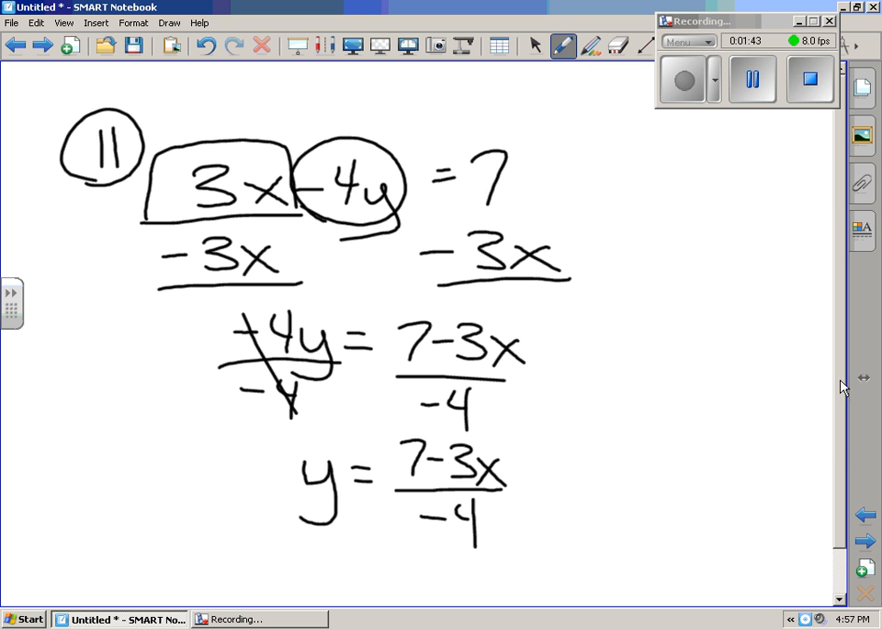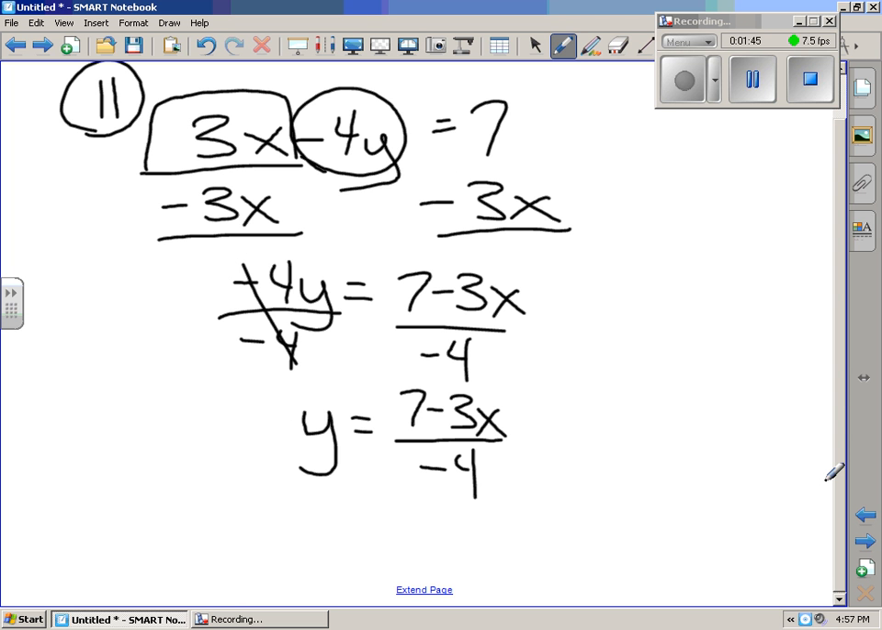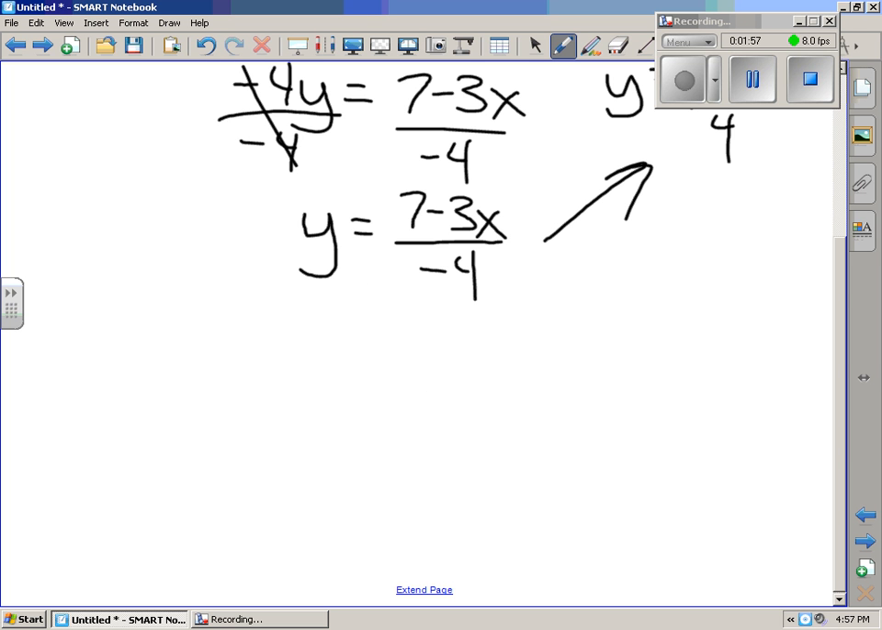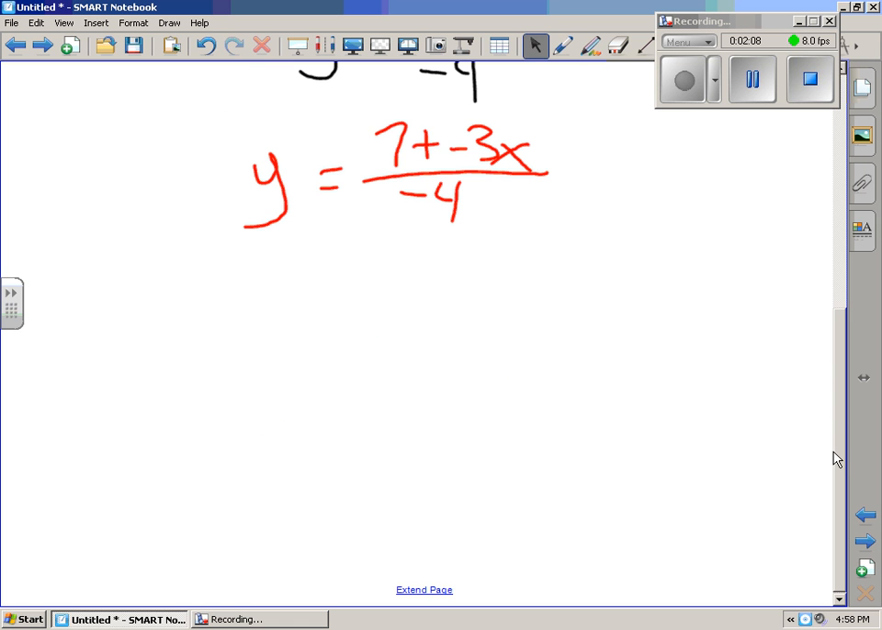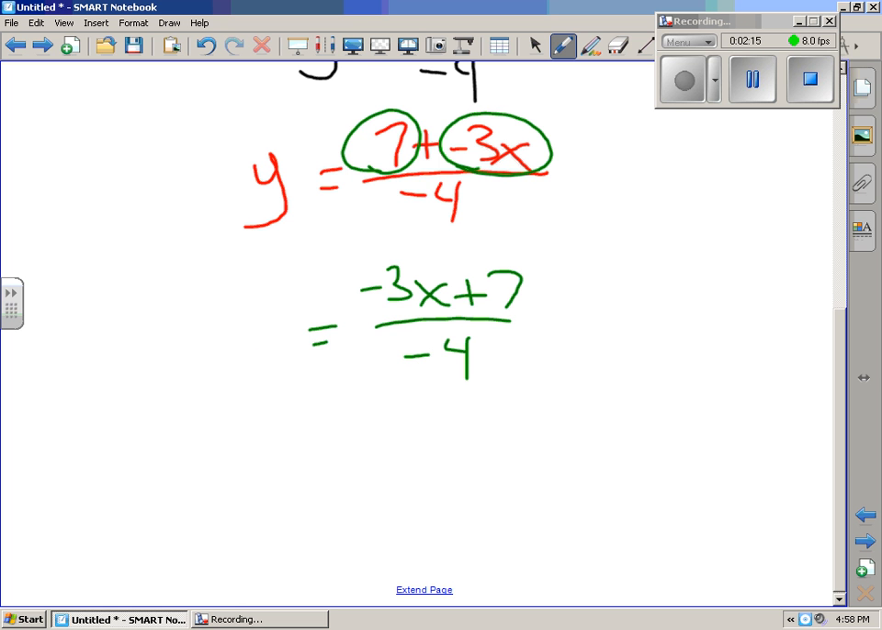Now, when you look at the answer on the answer sheet for this, it looks different. So for number 11, what they have written for the answer is y equals 3x minus 7 over 4. And I'm going to show you how we can manipulate what we have so that it looks just like this. They are equivalent. So the first thing I want to do is write 7 minus 3x as 7 plus a negative 3x. And I want to remind you that according to the commutative property of addition, I can switch the order of these. So I can write this as negative 3x plus 7 over negative 4.